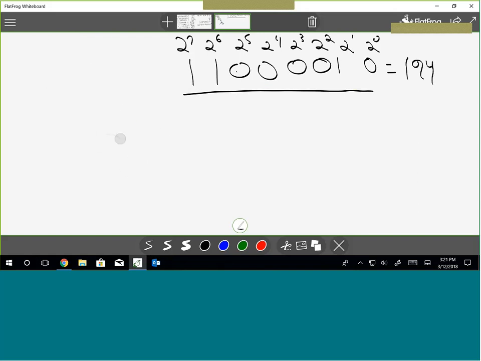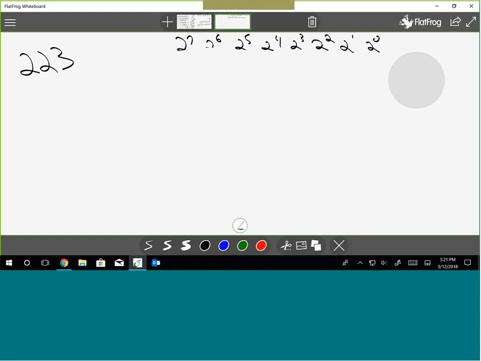So let me do this. I'm going to give you 223. I want you all to convert that one on a piece of paper there at your desk. Take a couple seconds and convert that one.